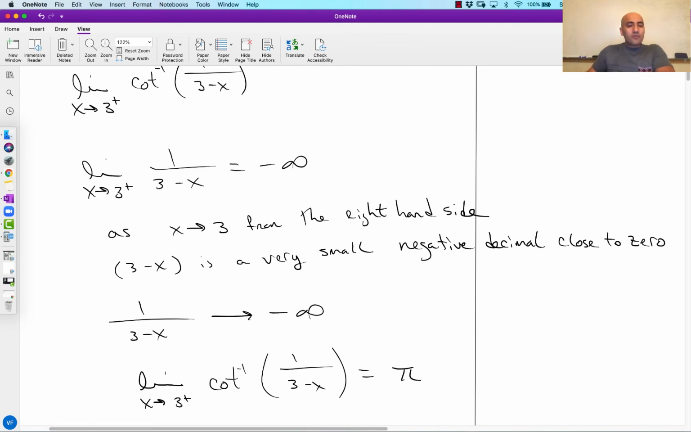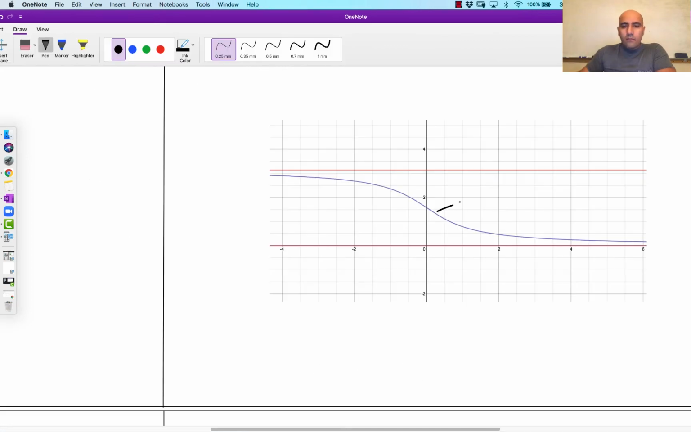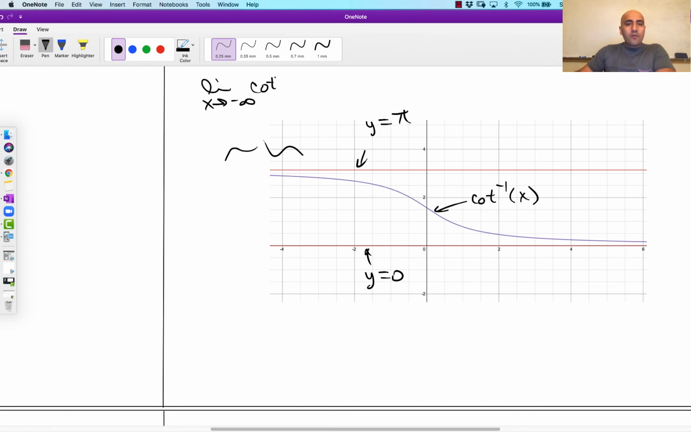The limit as x grows toward 3 from the right-hand side of cotan inverse of this function equals pi. Cotan inverse of x has horizontal asymptotes at y equals pi and at y equals 0. So this behavior can be characterized as the limit as x grows toward negative infinity of cotan inverse of x equals pi.